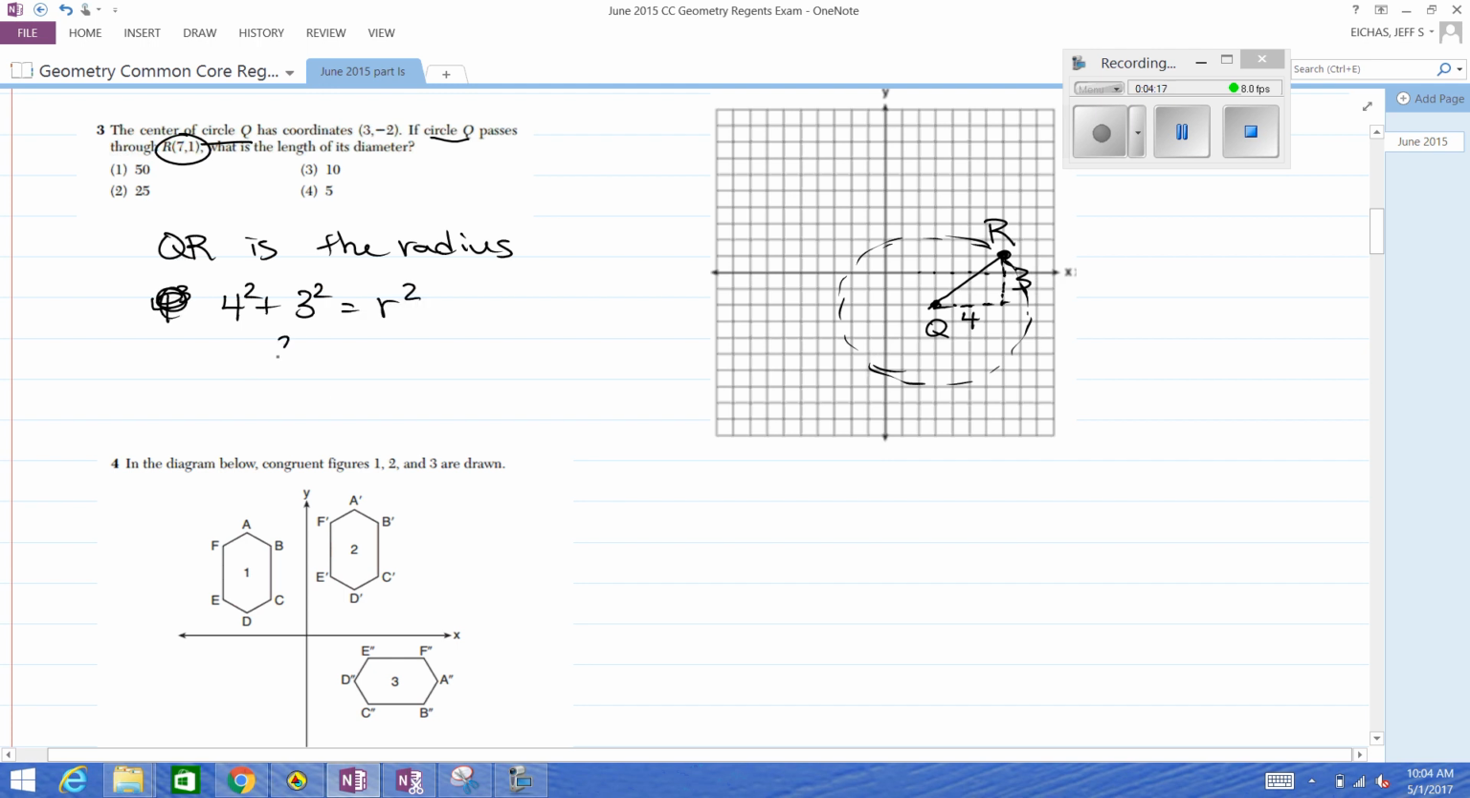This is going to be 25. Square root both sides. And we get a radius equal to 5. So if the radius is 5, don't forget, the diameter is going to be double that. And we get choice 3.